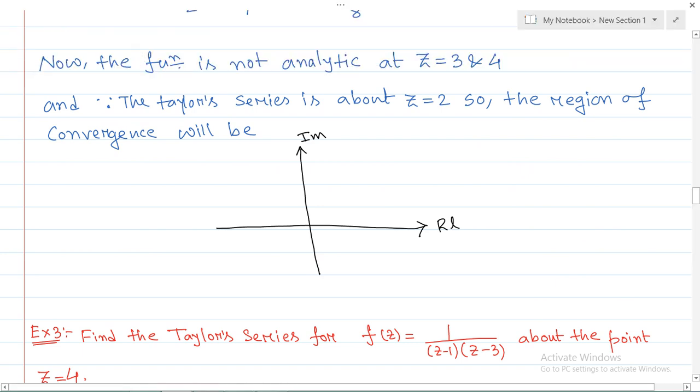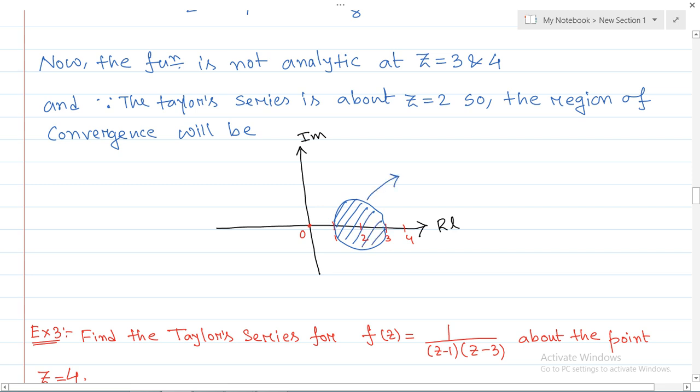Suppose here it is 0, here it is 1, here it is 2, here it is 3, here it is 4. So we have to make a circle with center at the point 2, but we cannot touch 3. Before 3 we have to stop. So what will be the circle? Just before 3 we have to stop. In this region the function should be analytic. So that is the Taylor series expansion, and this is the region.